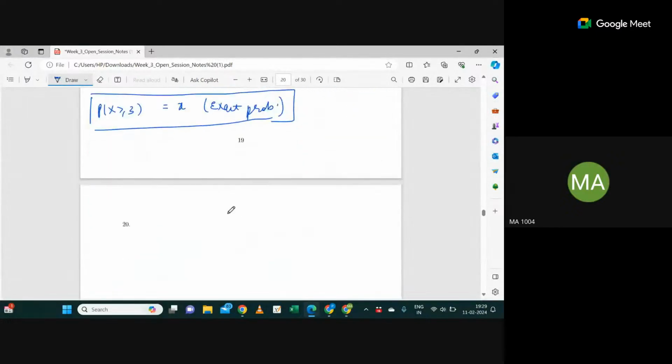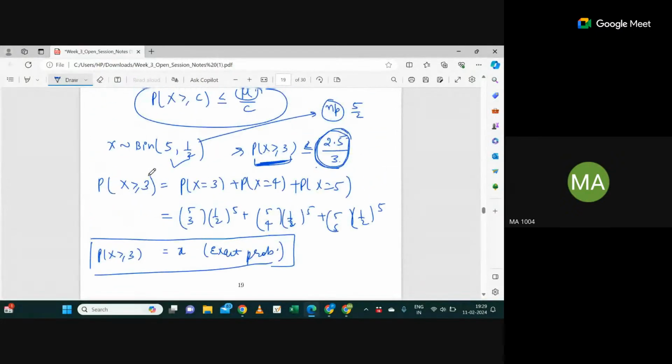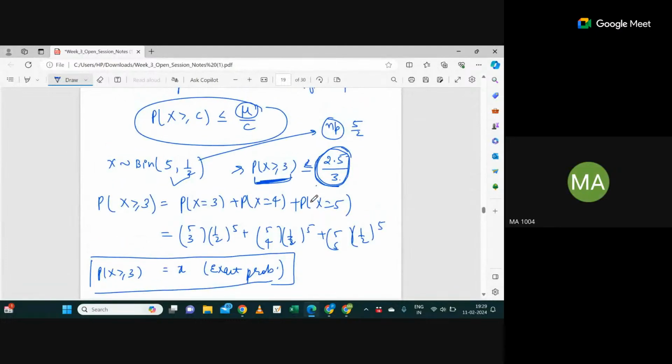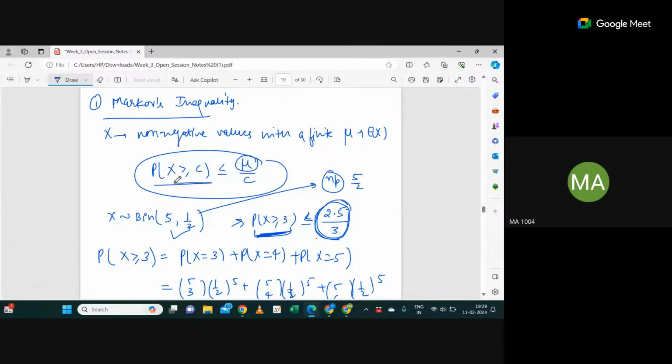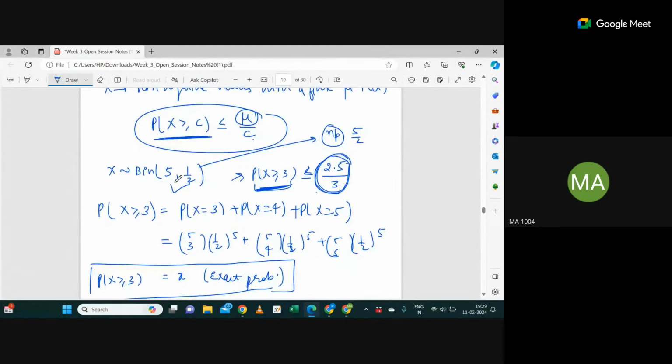Okay, so there is one Markov inequality, which is defined as probability x greater or equal to c, where c is some constant, less than or equal to mu by c. c should be greater than 0. Now suppose x is binomial 5 comma half. What will be the value of probability x greater or equal to 3? Before applying the Markov inequality, I can simply calculate the exact probability: probability x equal to 3, plus probability x equal to 4, plus probability x equal to 5.